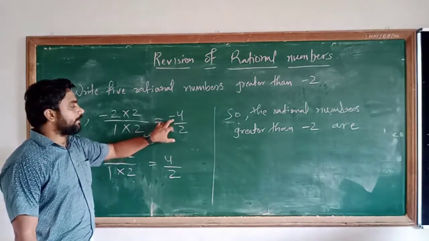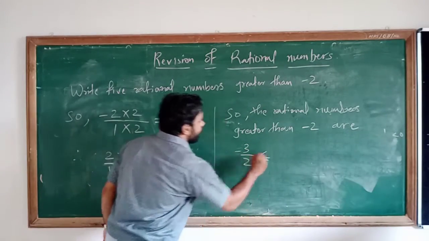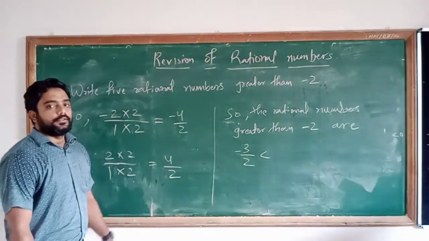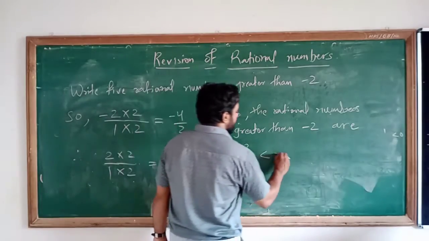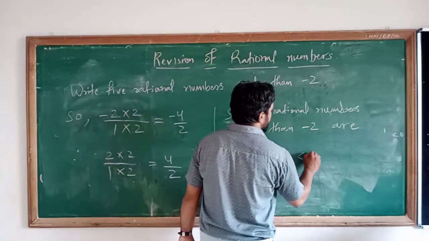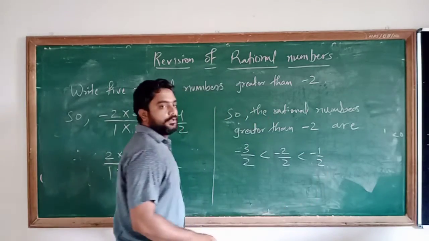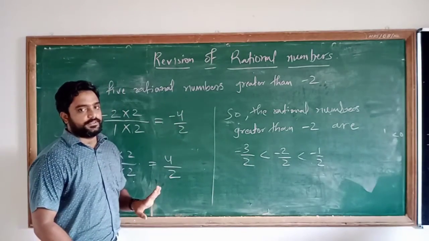So I will not take minus 4/2, I will take it as minus 3/2. Now after minus 3/2, I will take minus 2/2. Then after that minus 1/2. All these numbers are greater than minus 2. Keep this in mind. Okay.